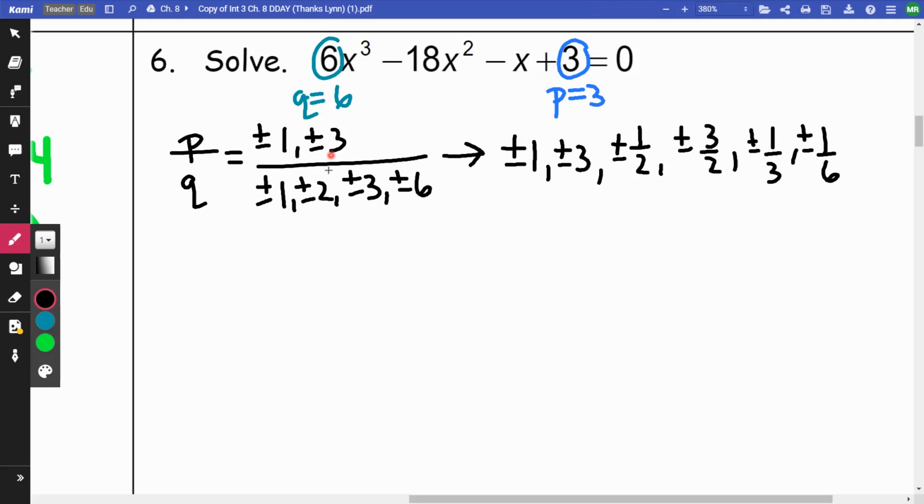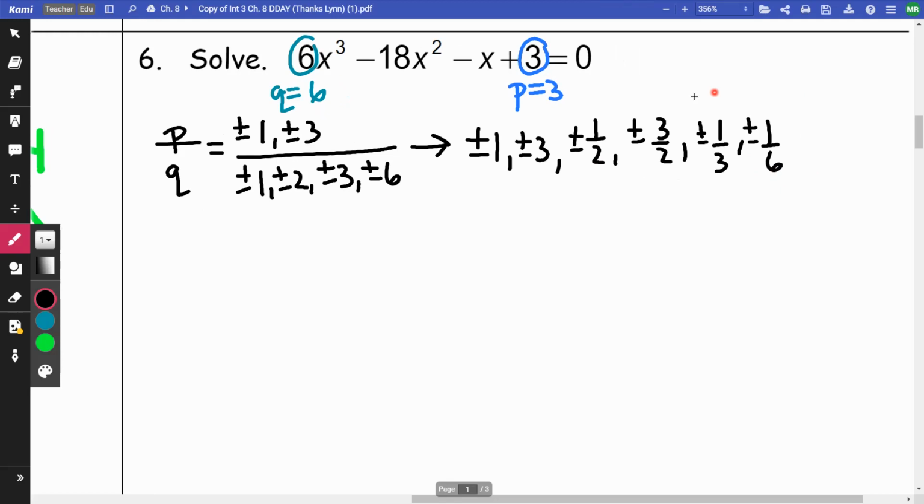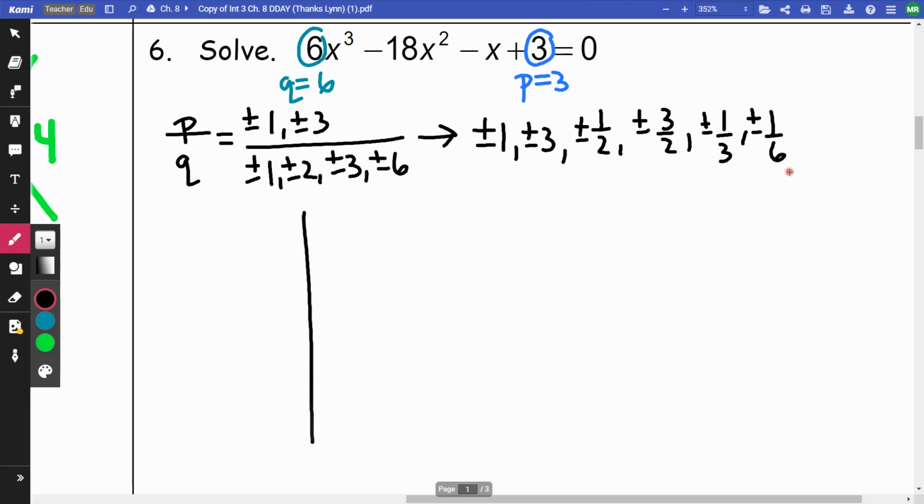I put them over 2, which gave me these two. I put them over 3, which gave me this one and a repeat. And I put them over 6, and it gave me this one and a repeat. So these are the ones I'm going to try. Now, again, these ones here would be all possible rational solutions. So I'm going to do synthetic division. I'm going to make a table.